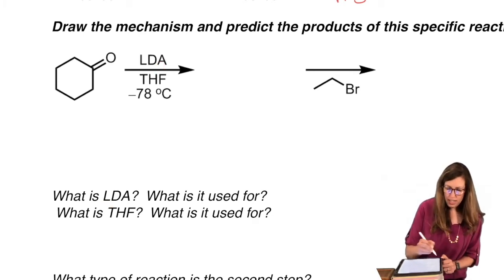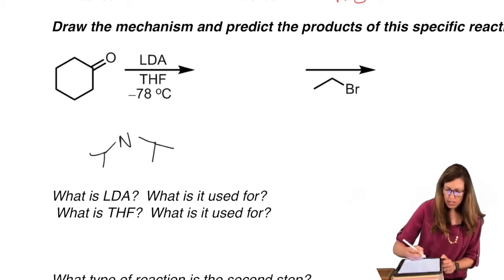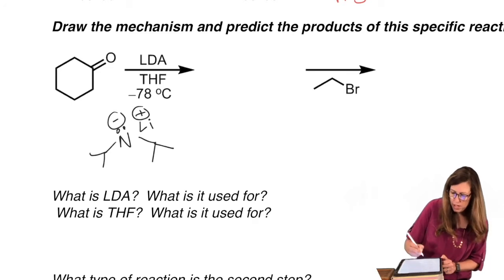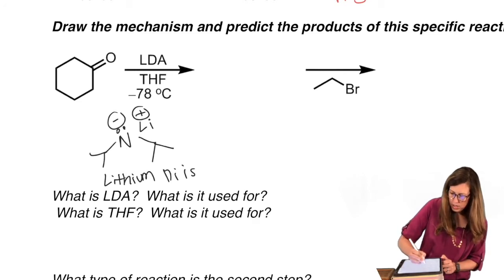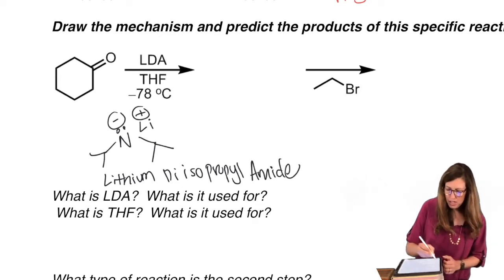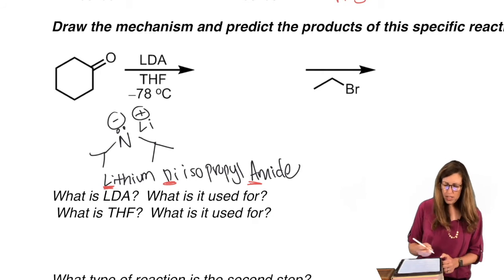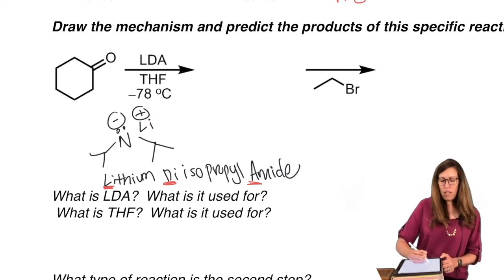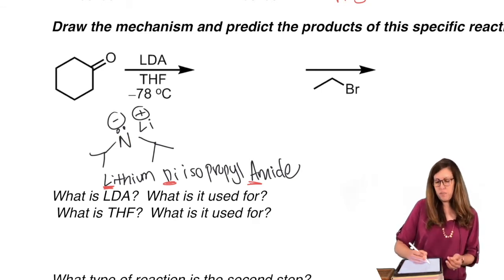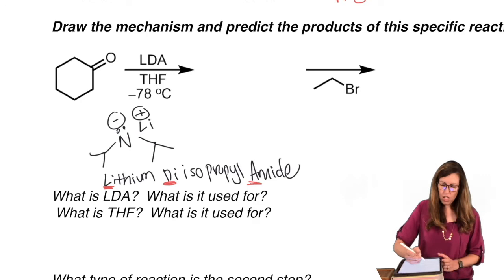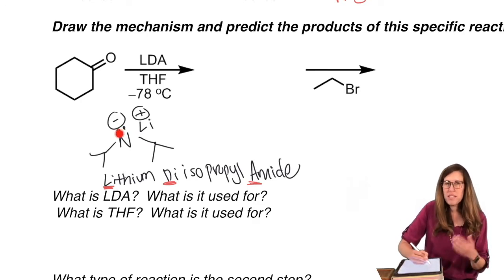LDA, what is LDA? LDA is lithium diisopropylamide. I've used LDA before, but I don't remember if we've taken some time to write it out and spell it out, so I'm going to do that here. Lithium diisopropylamide. Okay, let's underline that acronym, LDA. We can see the diisopropyl, see the lithium, and the amide indicates that it's a negatively charged nitrogen.